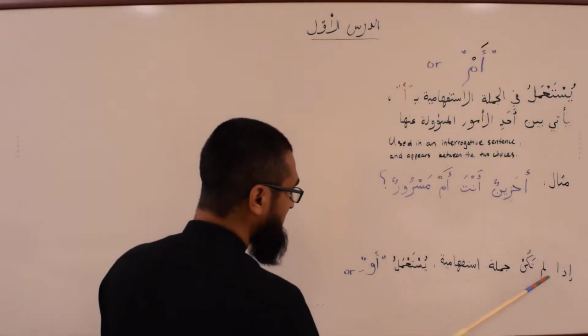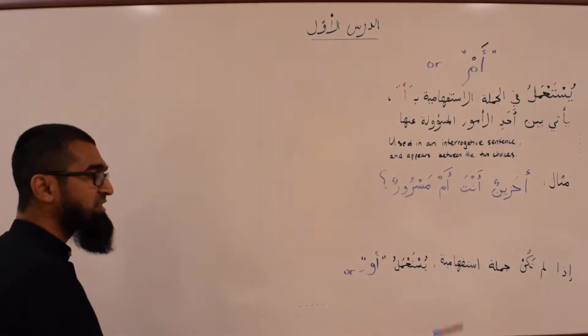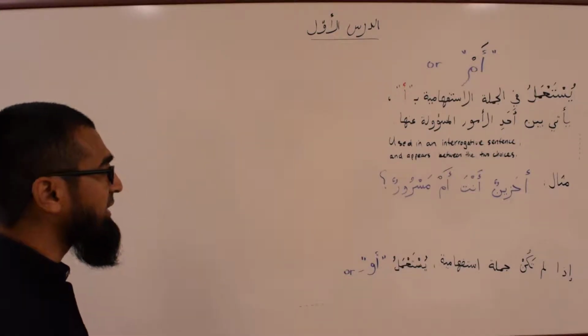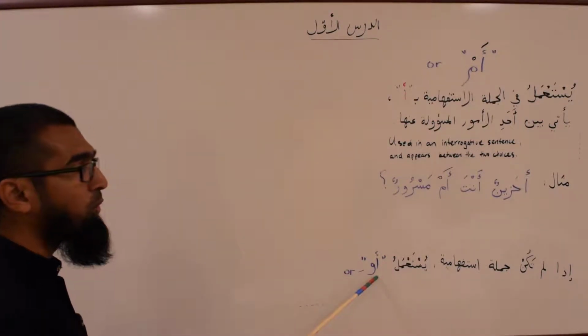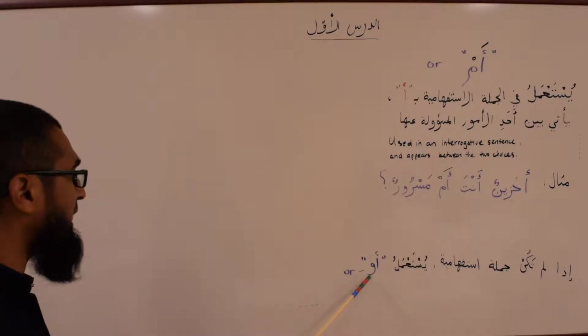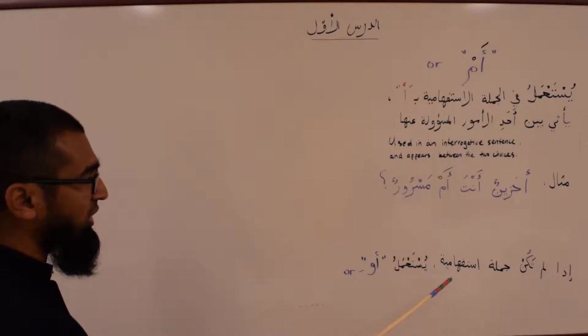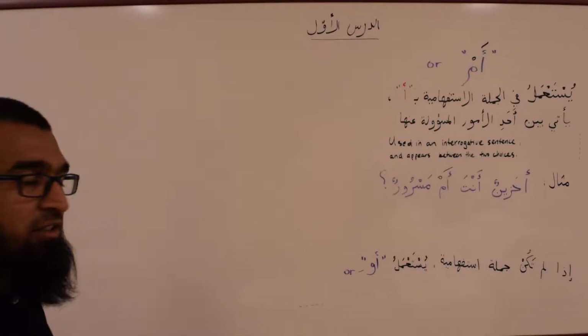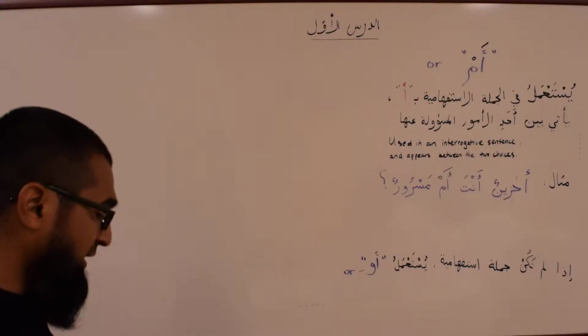If it's not an interrogative sentence, then you would use aw, which also translates as "or." So you use aw if it's not an interrogative sentence, and you use am if it is interrogative.